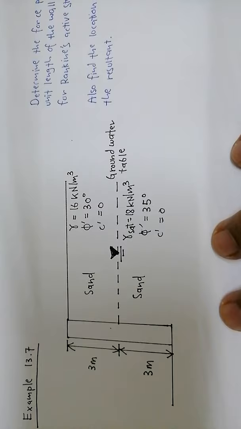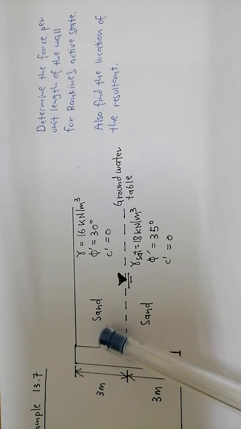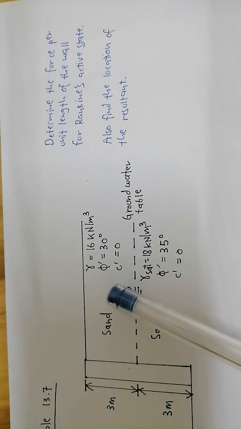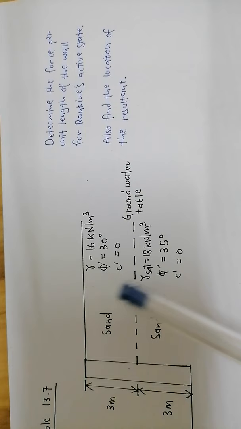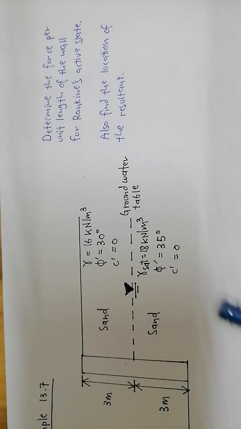If you look at this figure, we have a retaining wall. The total height is 6 meters, and we have two layers of sand. The upper layer is above the groundwater table, and the lower layer is below the groundwater table. If you focus on the friction angle, the friction angles for these layers are different. The upper layer is 30 degrees, and the lower layer is 35 degrees. So how to solve this?